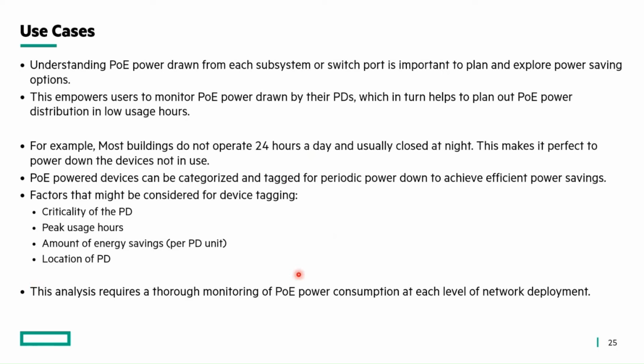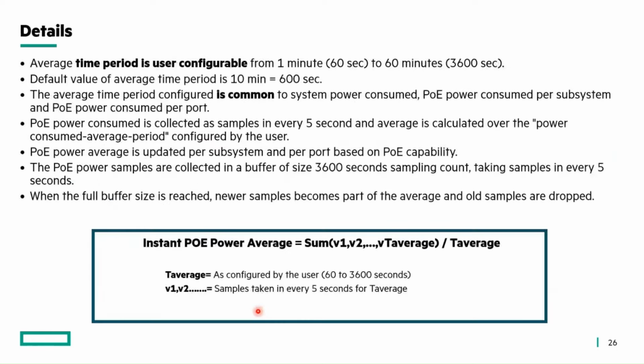So this was one of the examples of how clearly monitoring these power saving options can help you to make a better decision. All this analysis, what I have mentioned earlier, requires a thorough monitoring of your PoE power consumption at each level of your network deployment. Hence, this feature is going to be a plus one or an add-on in a brief view to reach your sustainable goal or the power saving goals. So let's look at the details of this feature.